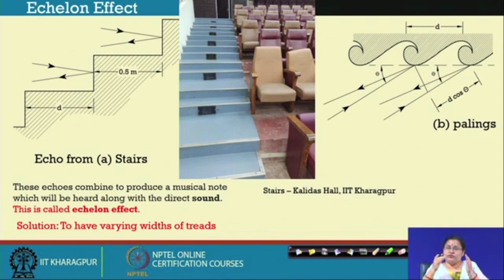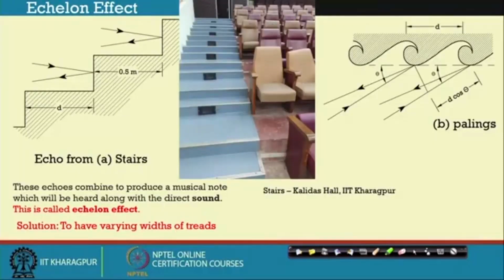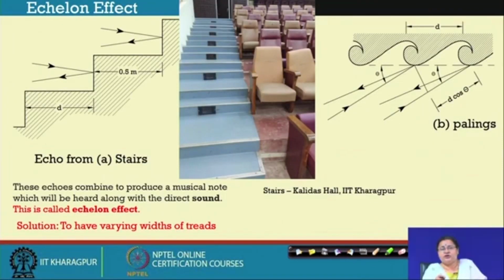So, you have to keep those wavelengths in mind: what frequency is being performed, what would be the wavelength, how it could affect the sound quality and how it could create this Echelon effect or not. You have to keep this in mind while you are designing.